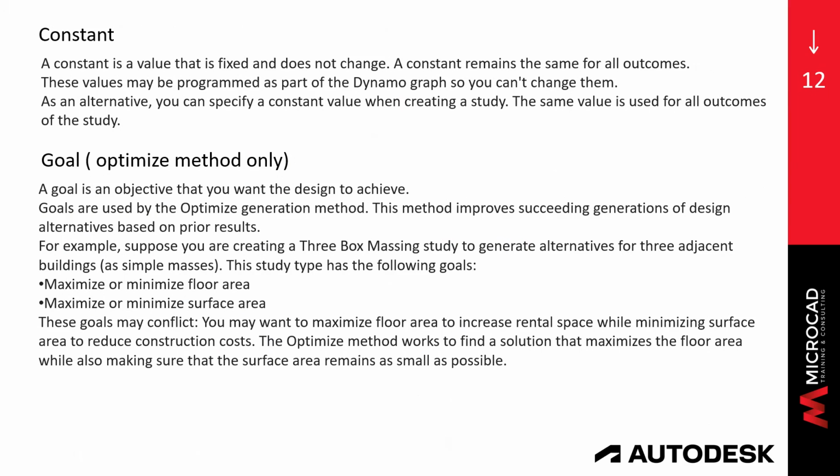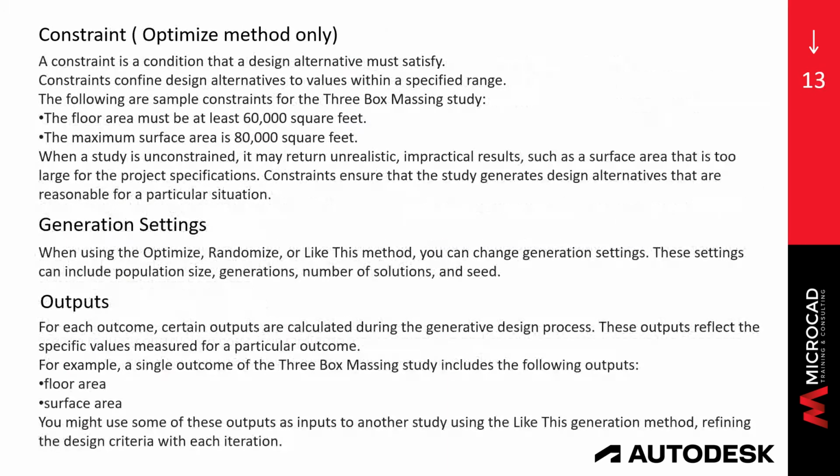When you're using the optimized method, you can use a goal, and then you can set a goal as an objective that you want the design to achieve, okay? So either you can maximize or minimize your floor area, or you can maximize or minimize your surface area. So that is another option that you can use when you are using generative design.